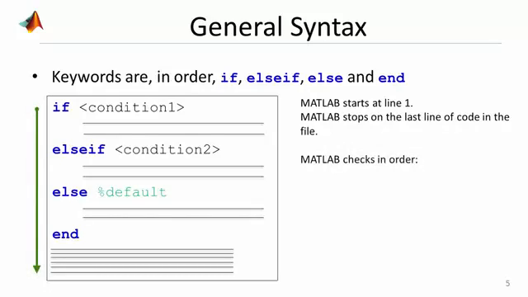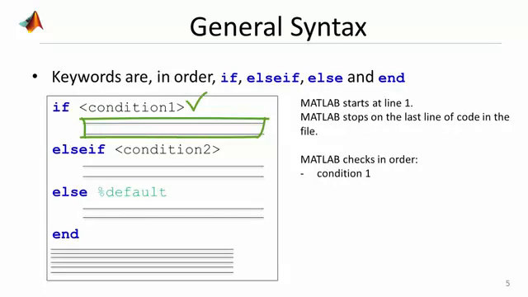MATLAB will check in order. It will read from top to bottom as usual and check condition 1. If condition 1 is true, MATLAB will execute the lines that are in between the if and the else if. That's how MATLAB knows what to skip and what not to skip. Those keywords are crucial.